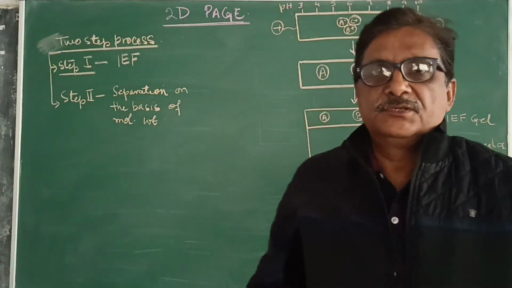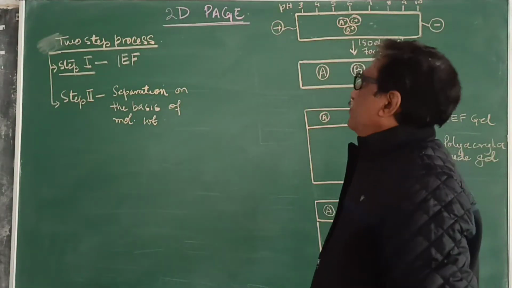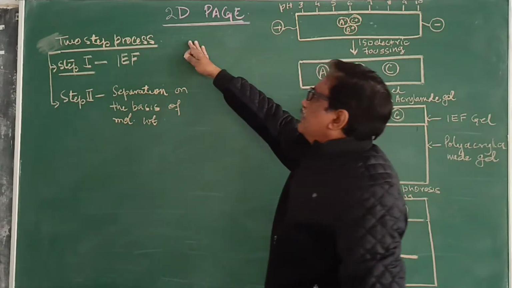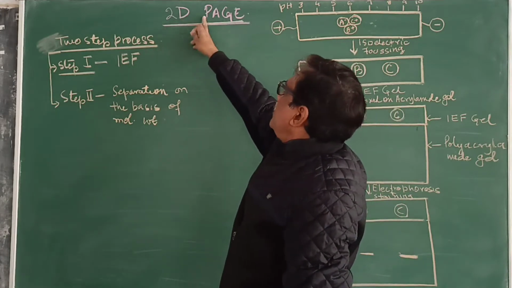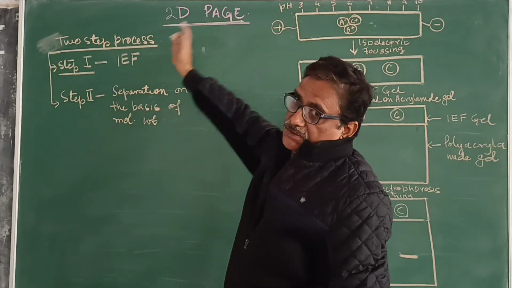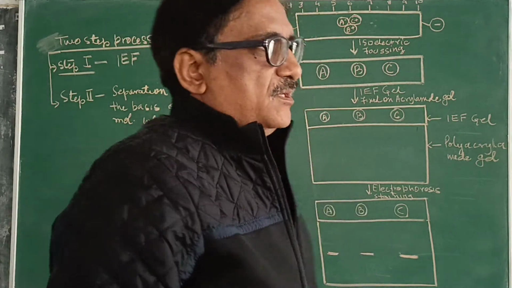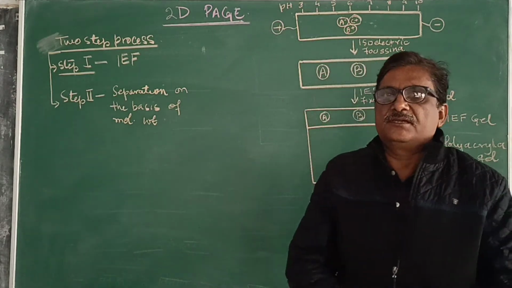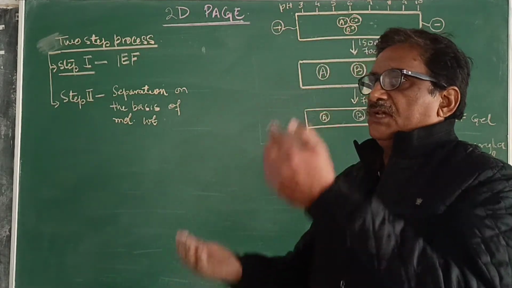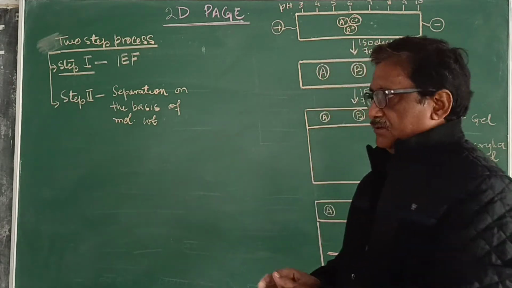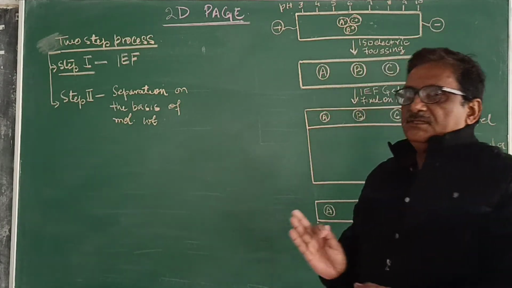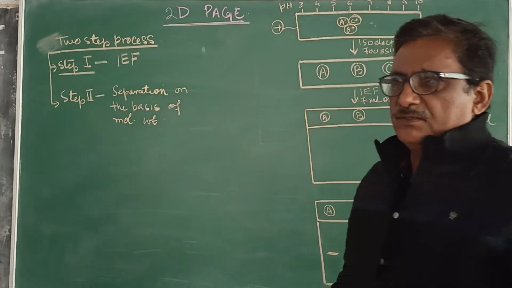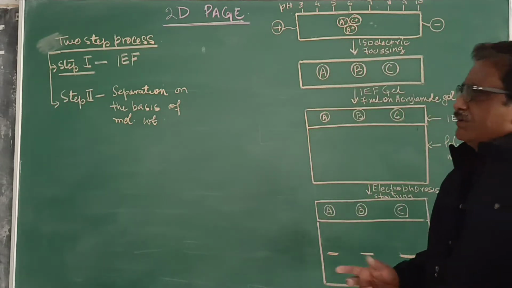Hello students, today we will start a new topic, that is 2D PAGE, that means two-dimensional polyacrylamide gel electrophoresis. 2D PAGE is the type of electrophoresis which is carried out in two dimensions, A and B. We will discuss that later on. And it is used for the separation of proteins having very similar molecular weight or molecular mass.